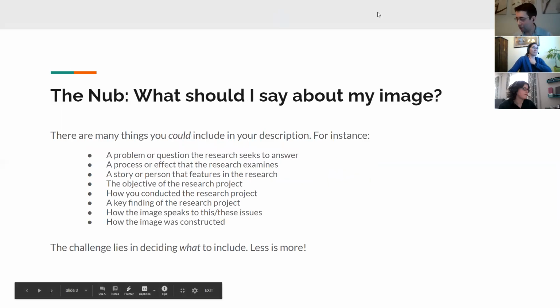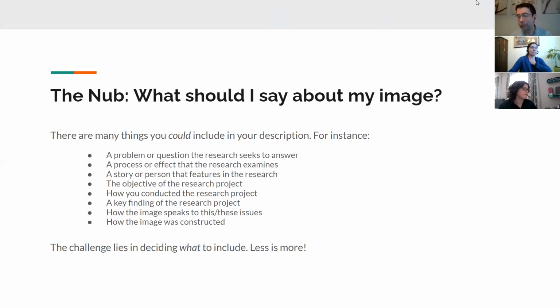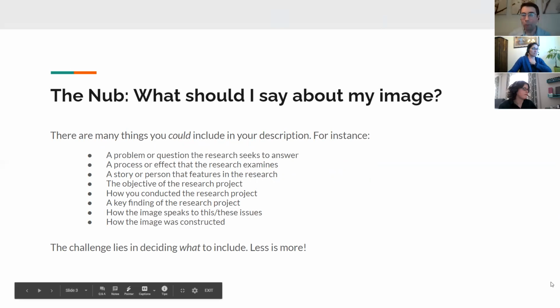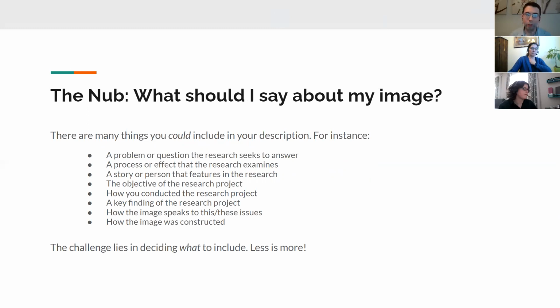Great. So what should I say about my image? I guess a good first step in preparing a research summary for non-specialists, whether you're doing an IOR description or any such summary, is to ask two questions. What key points do I need to include in this description? And in what order should I place them?